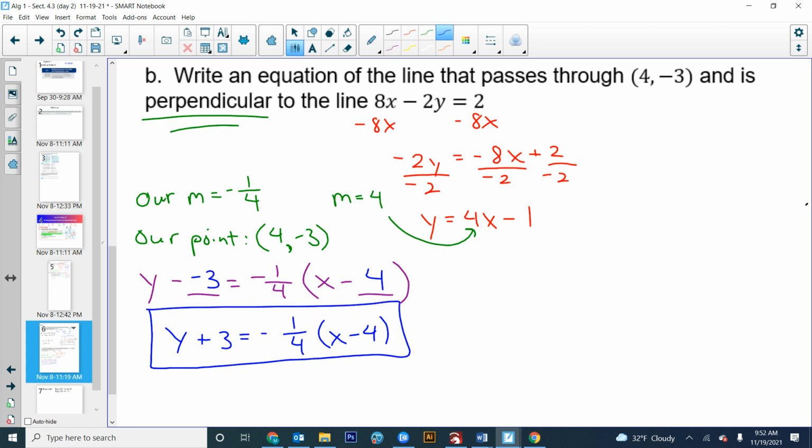How many of you got that? About half. Where did we mess up? Be honest with me. Own it. Embrace it. Why is it -1? Well, their line had a slope of 4, right? They want us to write one that's perpendicular to that. It has to have the opposite reciprocal slope. So our slope is -1/4. Got it?